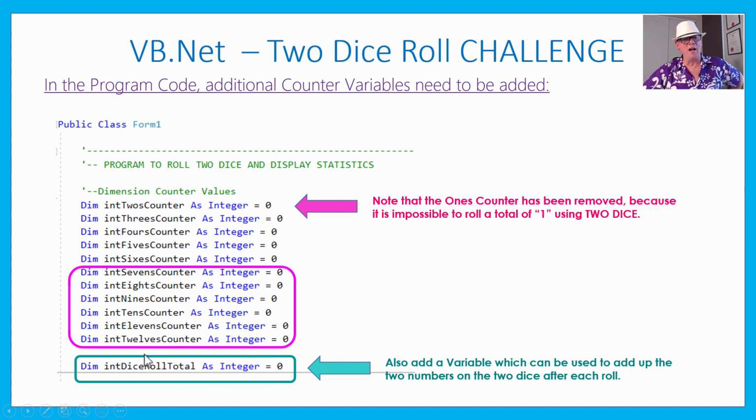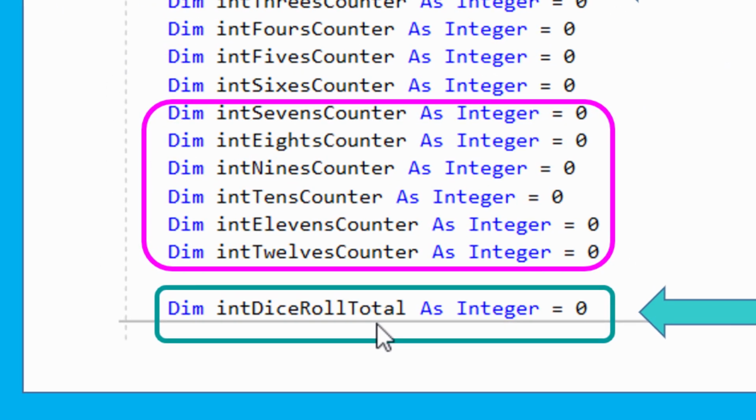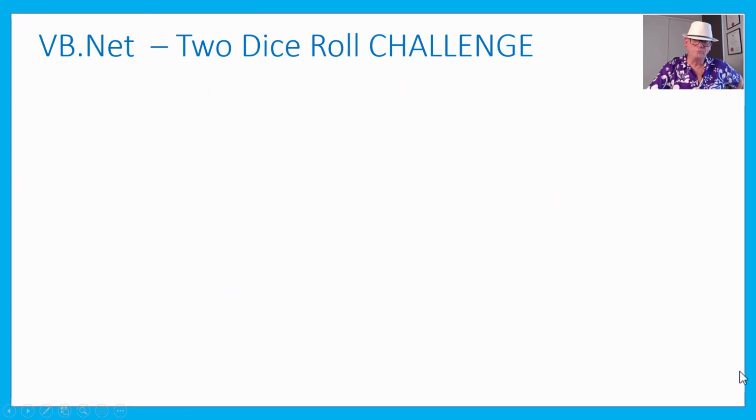And we also need to dimension another variable here, and this is where we're going to add our 2 dice together and get the current total for the current roll. So you need to have int dice roll total, just to mention that, and that's going to be an integer.